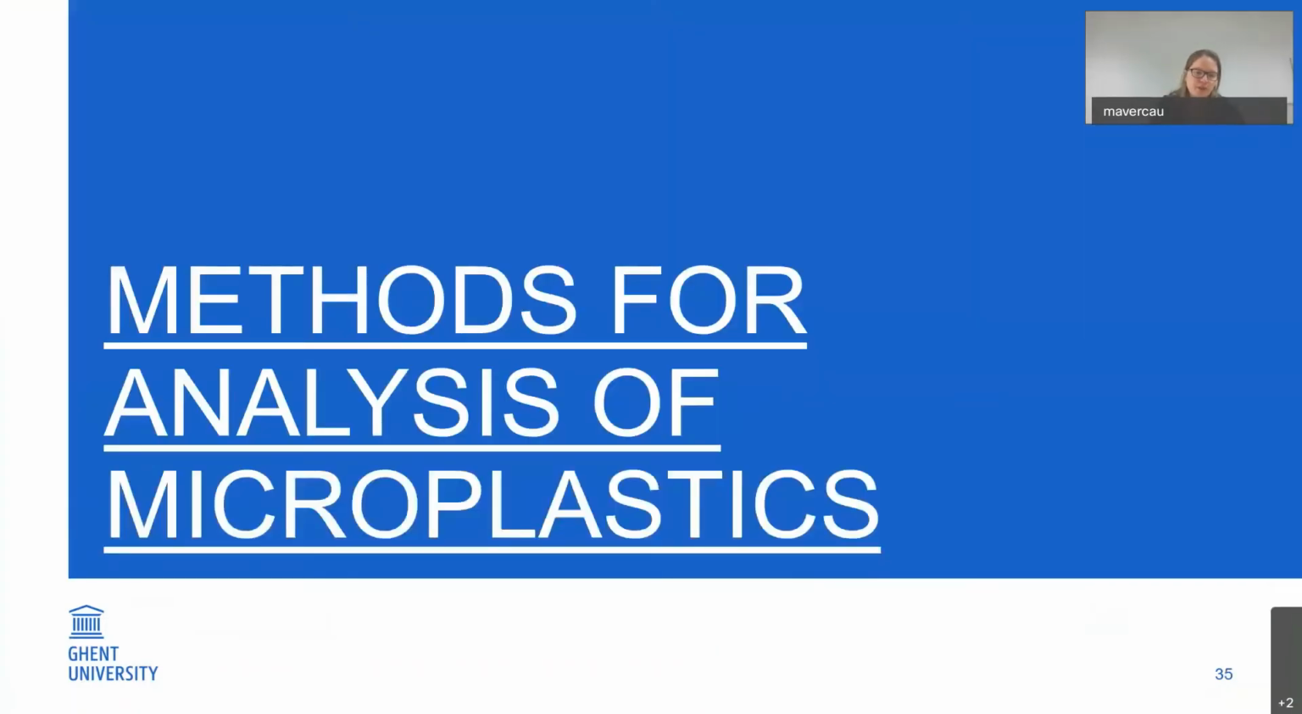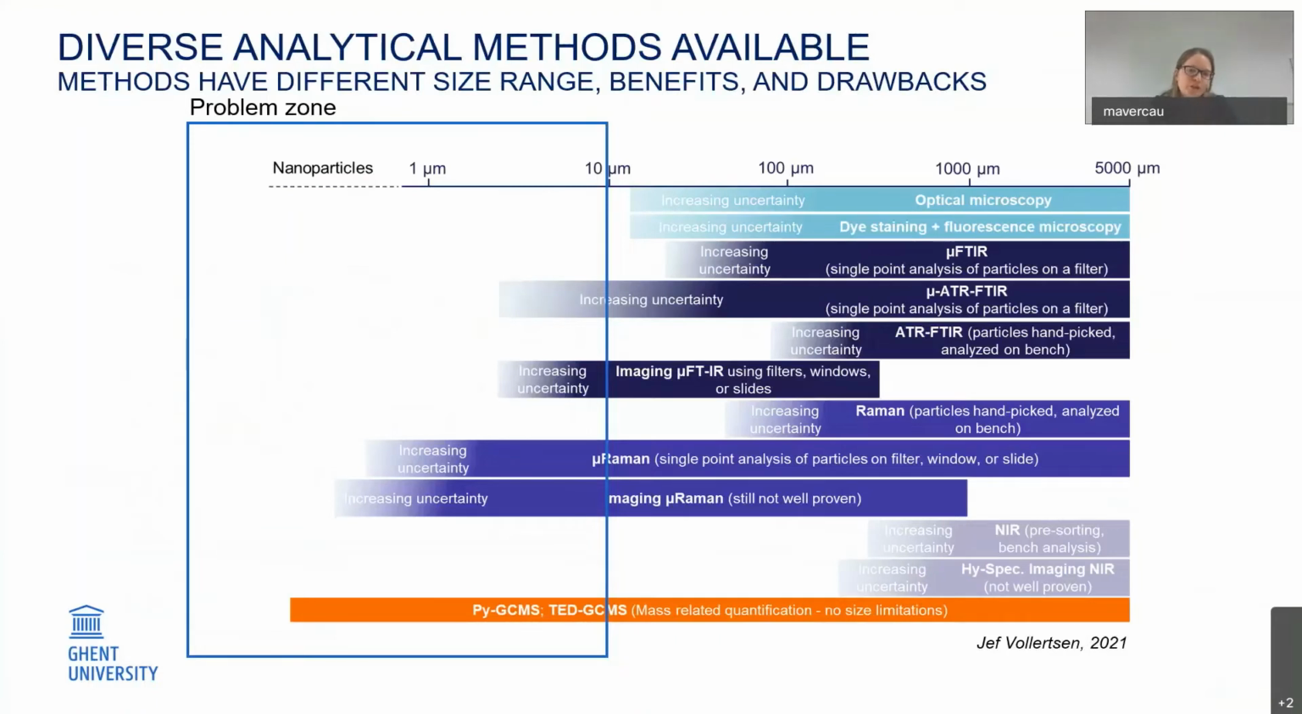So those were the methods for sampling, so collecting samples. And now the methods for analysis of the microplastics. As you probably all know, there are a multitude of analytical methods available, and all methods have their own characteristics. Some of them will measure mass, some of them will measure particle characteristics such as size and shape and so on. Others will count the plastics and so on. So they all have their benefits and drawbacks, and we have to choose some techniques.